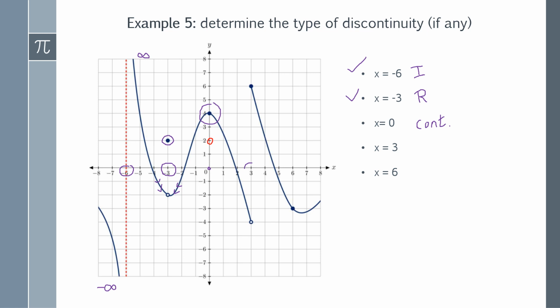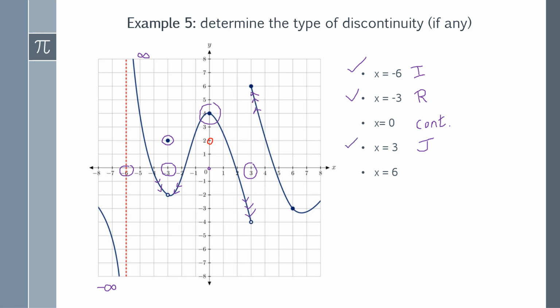All right, what about x is equal to 3? So that would be this point right here. And we can see by looking at the graph what kind of discontinuity we have. We have jump discontinuity, right? So the left limit is -4. The right limit is +6. We have this big jump here. So this is jump discontinuity.